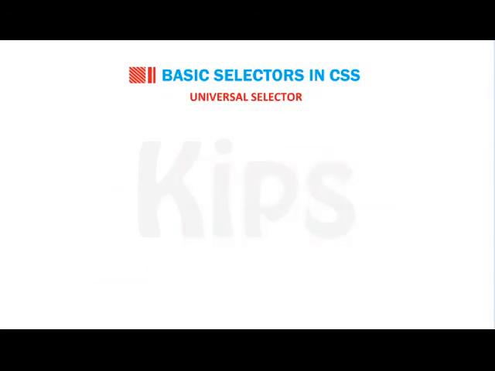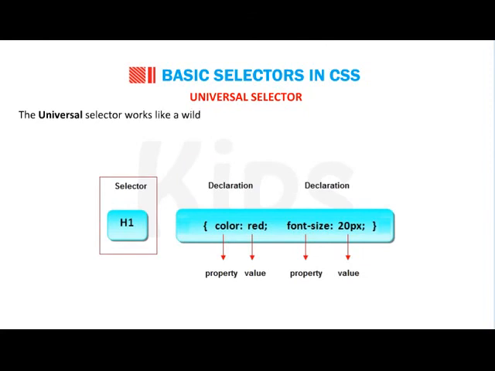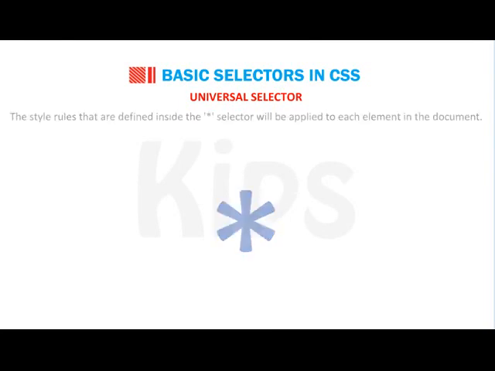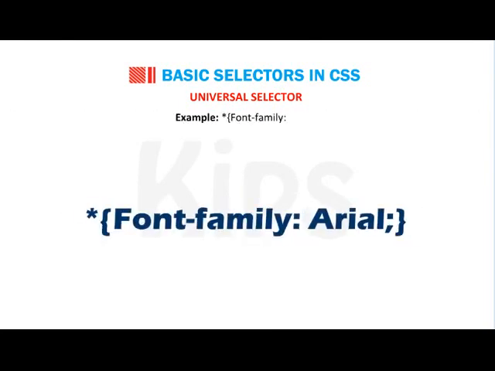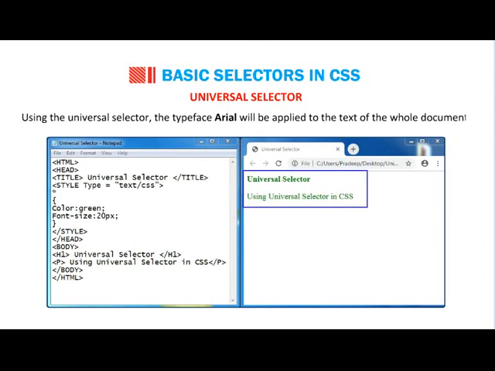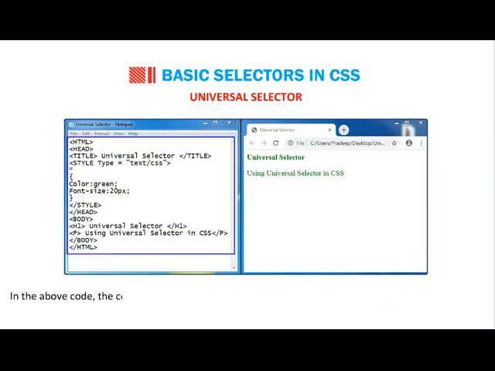Universal selector. The universal selector works like a wildcard character and is used to match and apply a style to all the elements on a web page. We use an asterisk symbol to represent a universal selector. The style rules that are defined inside the selector will be applied to each element in the document. Example, font-family: Arial. Using the universal selector, the typeface Arial will be applied to the text of the whole document. In the above code, the color and size effects are applied to all the elements present on the web page.